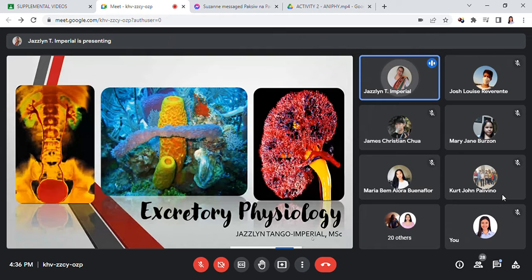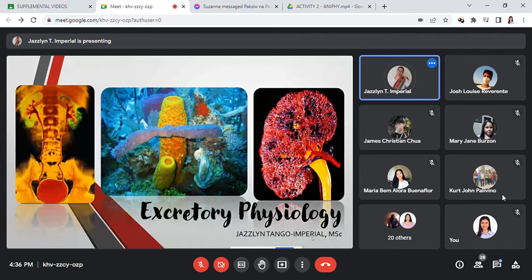Okay, again, if you have information that you would like to share to your classmates that would help in our learning of the excretory physiology, you may share it. You may have read some information that can contribute to our knowledge of the excretory physiology. So as to the sponge and then the human kidney from the left and the right part of the title slide.